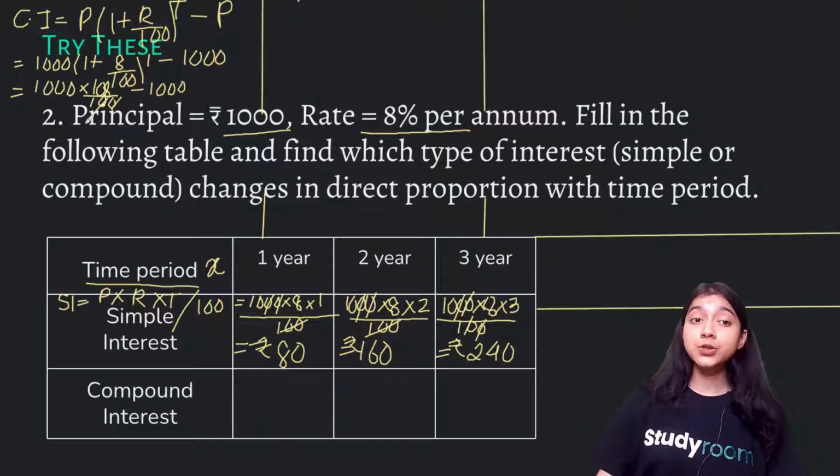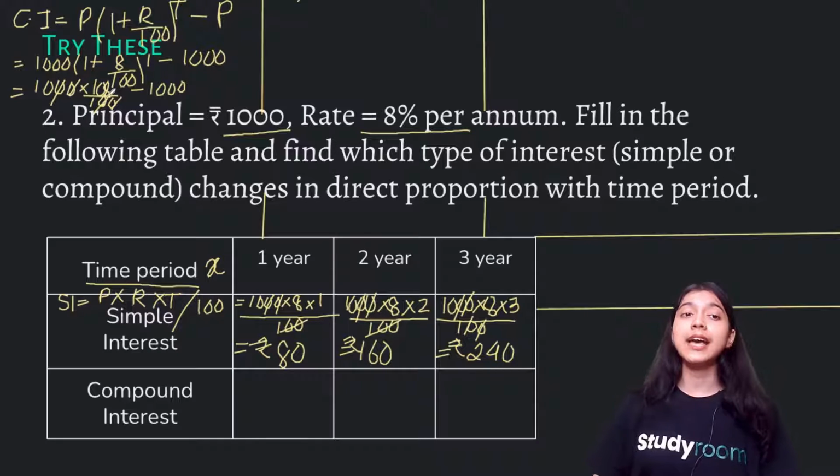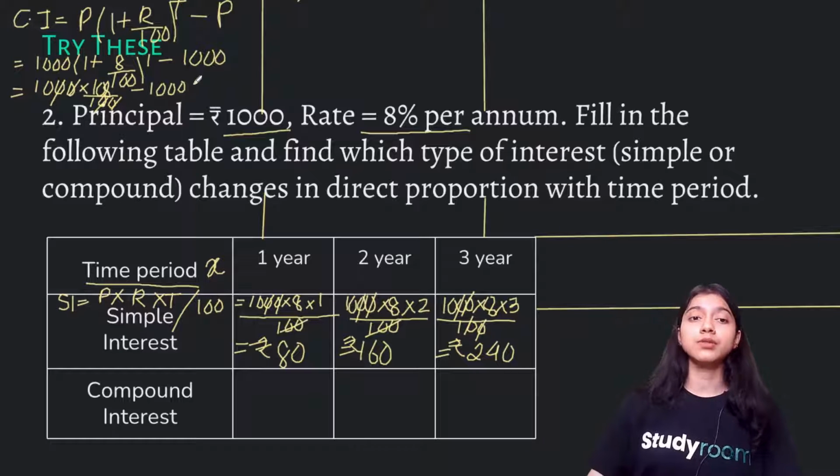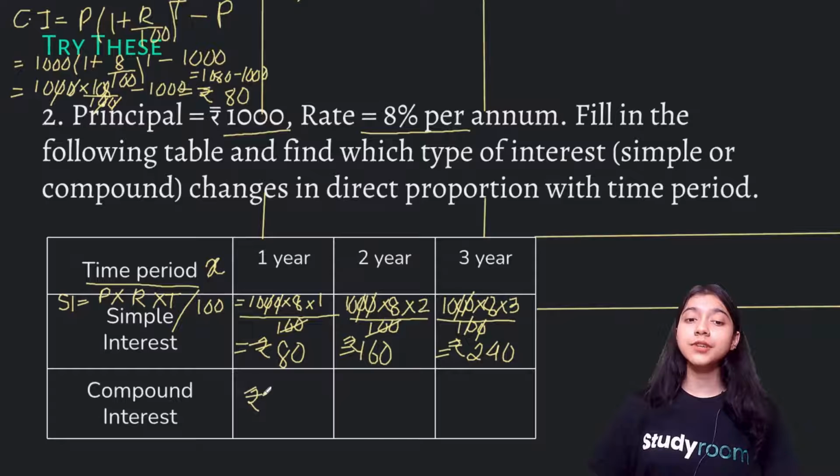So the 2 zeros of 100 will get cancelled out with the 2 zeros of 1000 and we will be left with 1080 minus 1000. Now subtracting this, we get the compound interest as rupees 80. So rupees 80 is the compound interest in the first case. It is the same as simple interest.